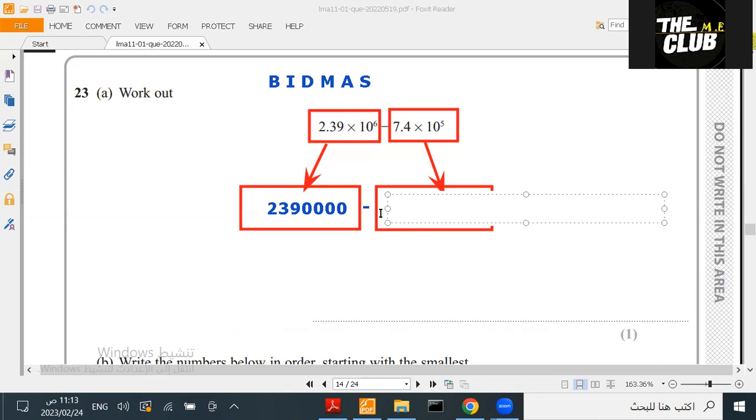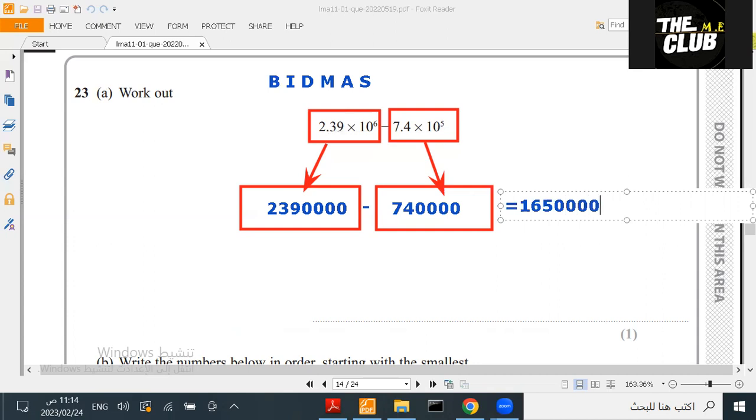It's going to be 7, 4 with 4 zeros. 1, 2, 3, 4. Okay. Now, after I got these answers, I'm going to subtract them from each other. So 239,000 minus 7, 4, and 4 zeros. And the answer will be 165 with 4 zeros.